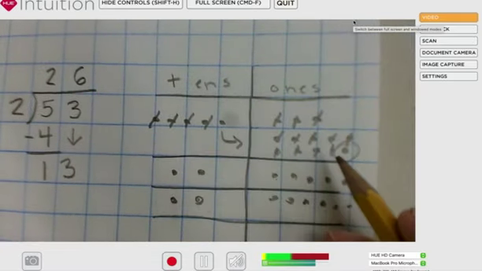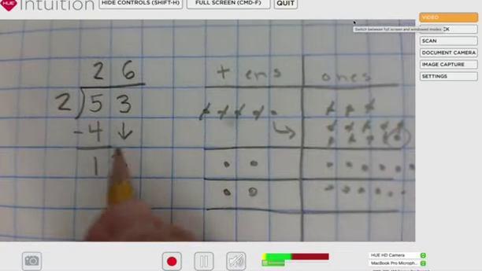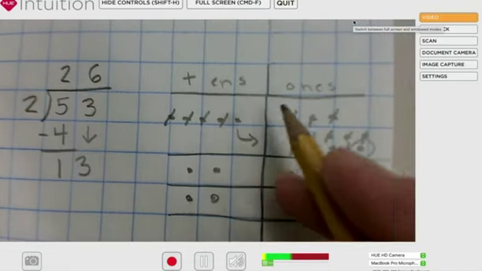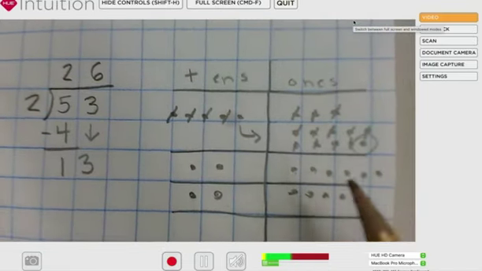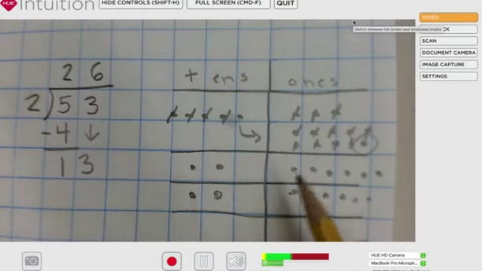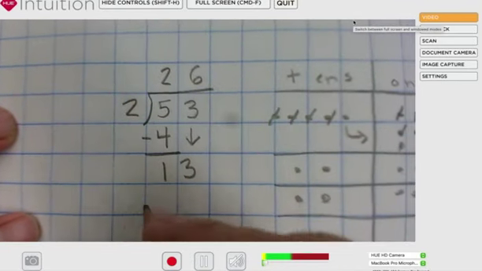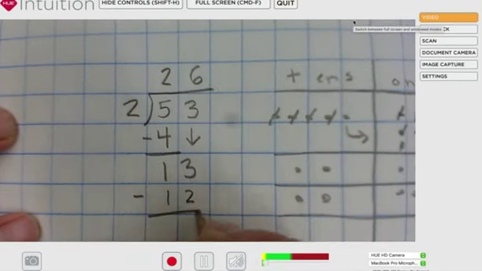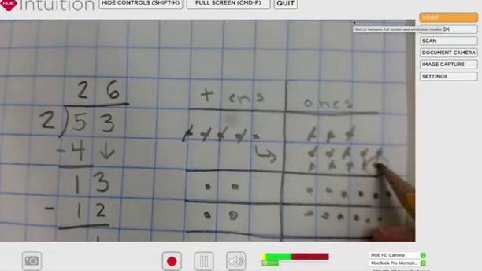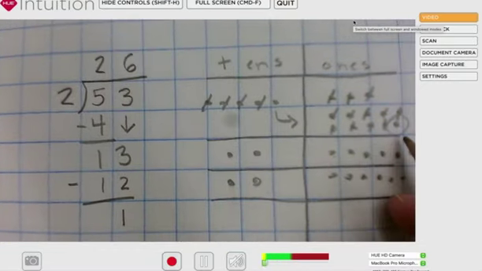So now, of the 13 ones, how many of them did we use? Well, we used 12 out of the 13. This is actually an array of 2 times 6. So we used 12 of them, and that shows our remainder of 1. There's our remainder of 1.